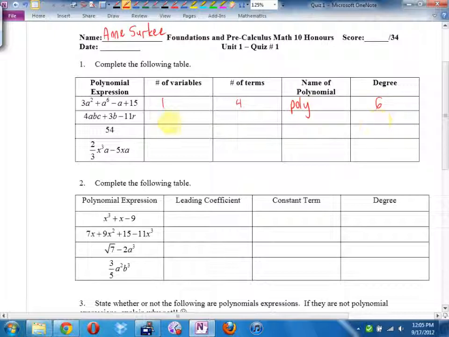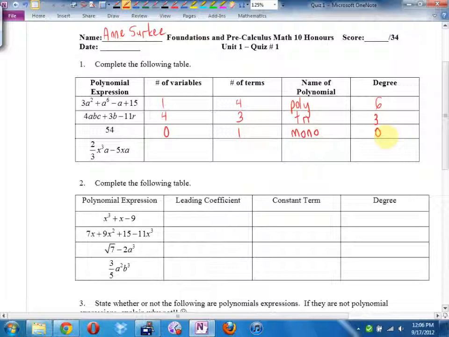Number of variables: 4. A, B, C, R. Number of terms: 3. If it's 3 terms, we call this a trinomial. And the degree is 3, because it's A to the 1, B to the 1, C to the 1, 1 plus 1 plus 1, 3. Number of variables, none. Number of terms, 1. This is a monomial. It's also a constant term, but it's a monomial. Degree, 0. There are no variables.